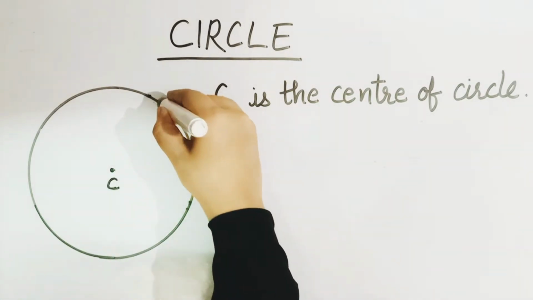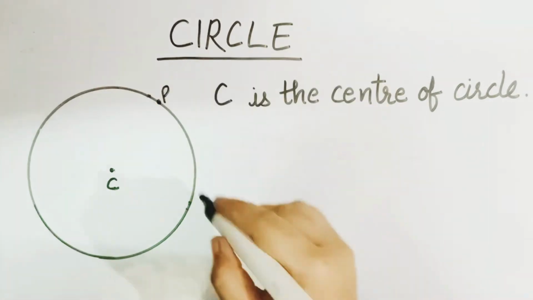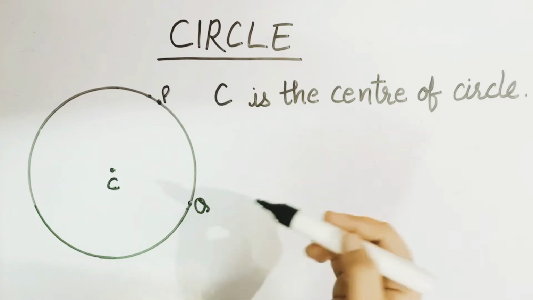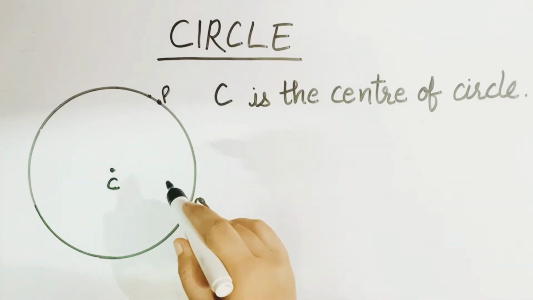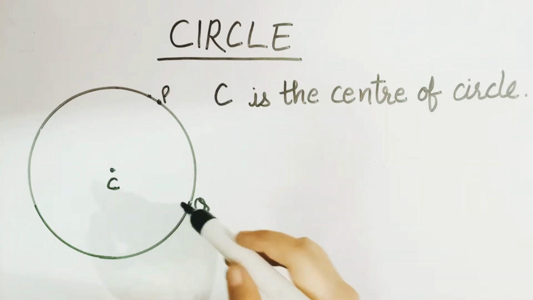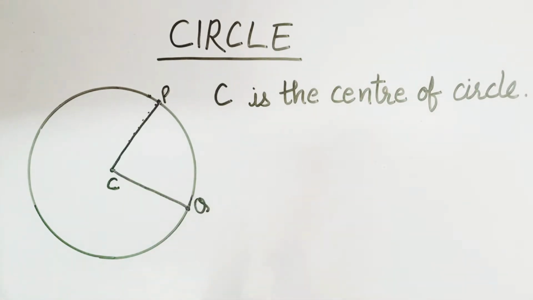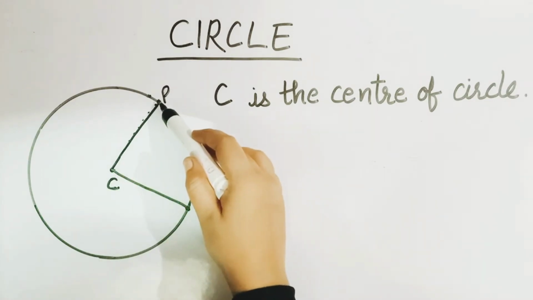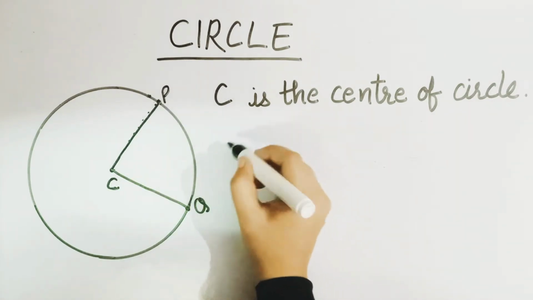Now we will put some points here. Suppose point P and point Q. Point P and point Q are on the circle. Let's join C with these 2 points. So the line that joins the center with any point on the circle is called radius.